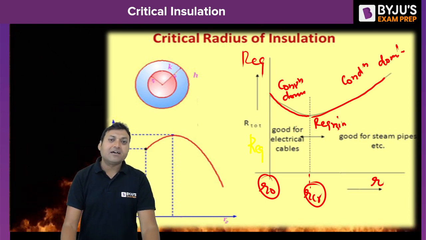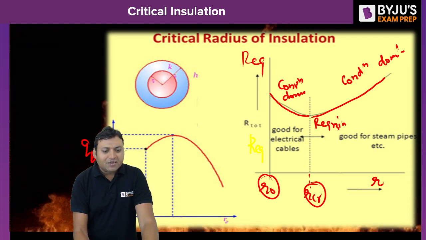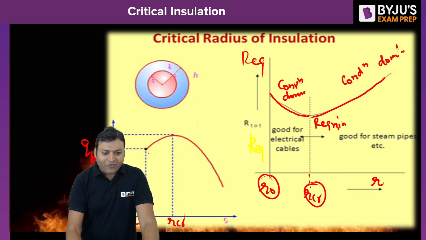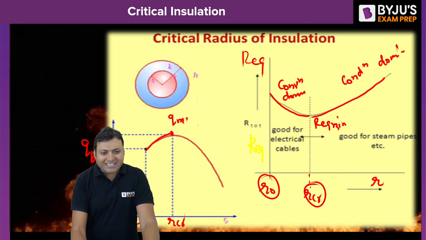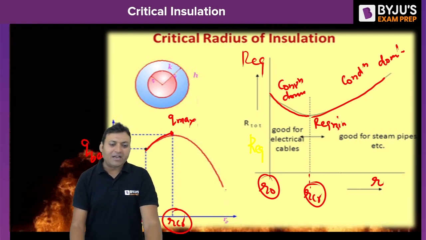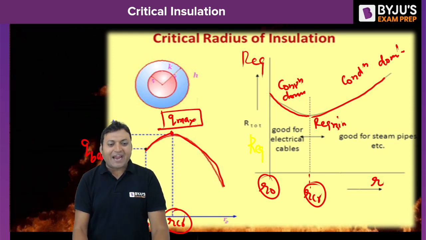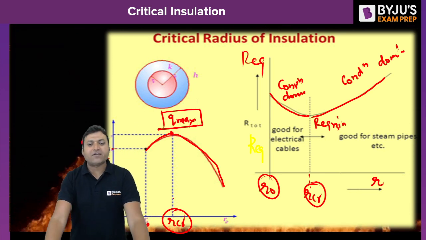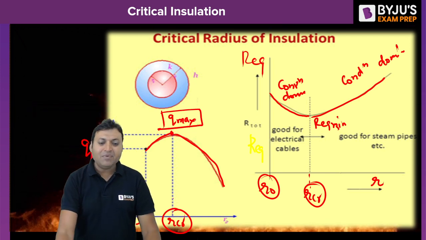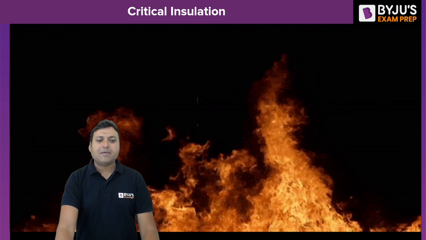If we draw the curve for the rate of heat transfer, without insulation the heat transfer rate is this, corresponding to R naught. It will increase the rate of heat transfer and become maximum at some point. That corresponding radius of the system is called the critical radius of insulation, and then it will start decreasing. So we can easily find the critical radius of insulation for a radial system, corresponding to which the equivalent thermal resistance is minimum, or the heat transfer rate is maximum.